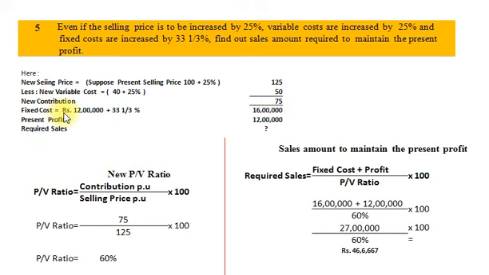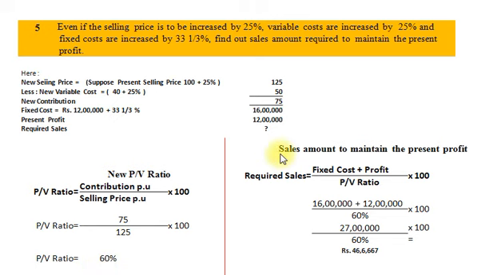Our present fixed cost, rupees 12 lakh, plus 33 and 1/3% increase. So new fixed cost would be rupees 16 lakh, and our present profit is rupees 12 lakh and required sales question mark. So first of all we will calculate new PV ratio, and formula for that: contribution per unit divided by selling price per unit multiply by 100, that is 75 divided by 125 multiply by 100. So our new PV ratio comes to 60%.